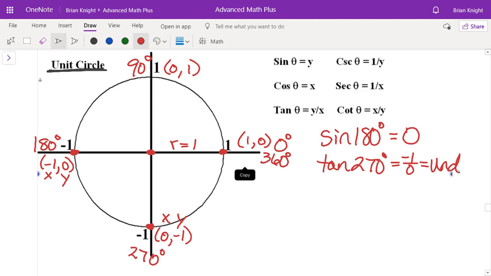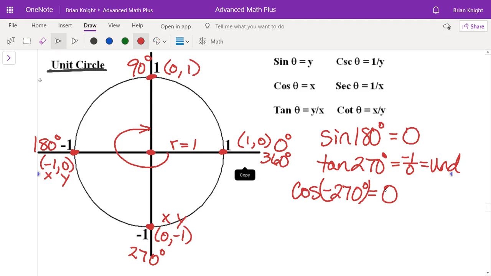If I wanted, say, tricky, the cosine of negative 270 degrees. That means I go which direction? Clockwise, right? So negative 270 degrees is this way. So what point am I going to use? The one that's at 90. So cosine's equal to what? X. So what's my x? 0. Very little work to do.